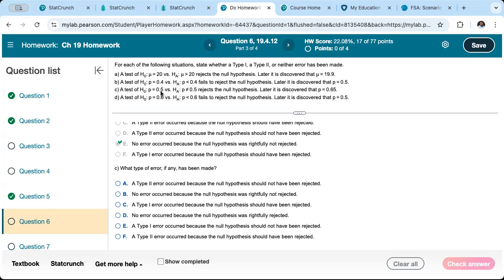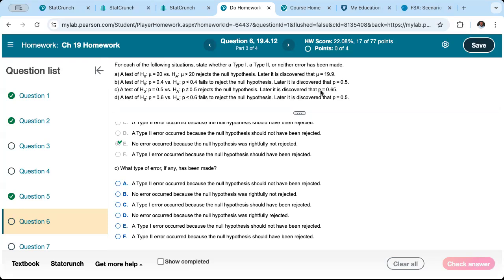The null hypothesis is 0.5. Alternative is not equal to 0.5, which means that it could be anything except 0.5. Is that okay? What did they do? They rejected the null hypothesis. Is that okay? So in reality, it means that they have sufficient evidence to say that the proportion is not 0.5. Is that okay? That is what it means.